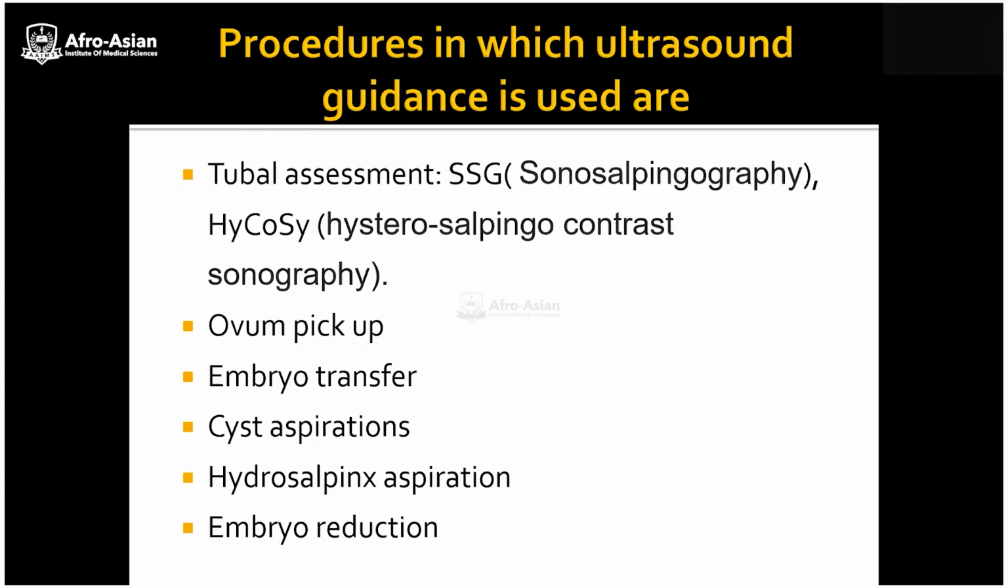Then other important things are ovum pickup, followed by the embryo transfer. Then other procedures are cyst aspiration under ultrasound guidance, and hydrosalpinx aspiration. When we have hydrosalpinx, sometimes we can use it to aspirate. Embryo reduction in case of multiple embryos in early formation.